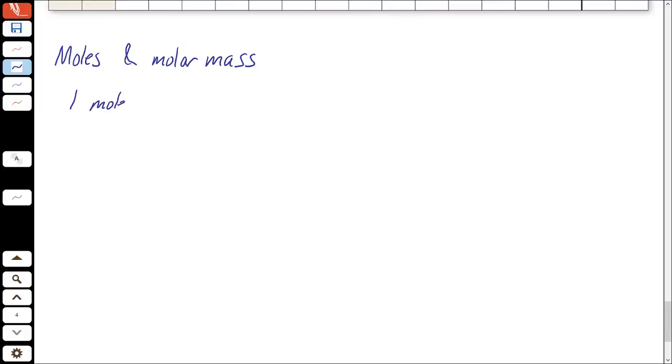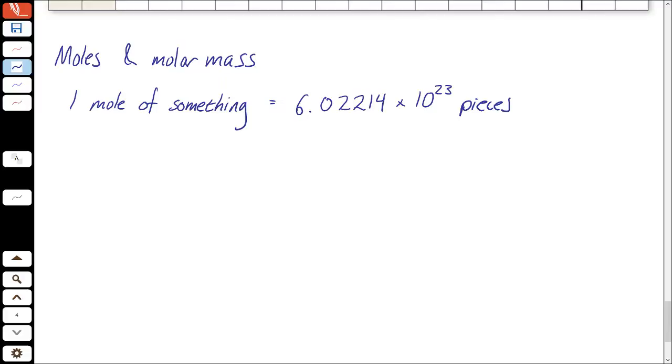So 1 mole of something is that many pieces. The most common thing that it's compared to is a dozen. We can write that exact same sentence with a different number. How many are in a dozen? 12. Okay. Functionally, it works the same.